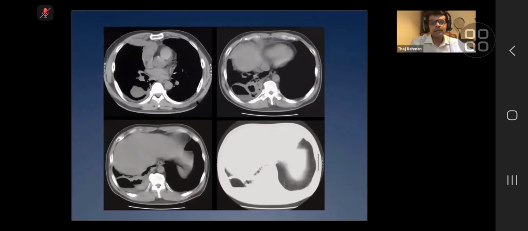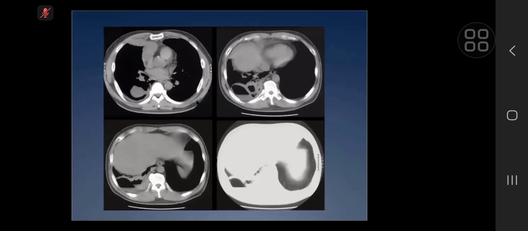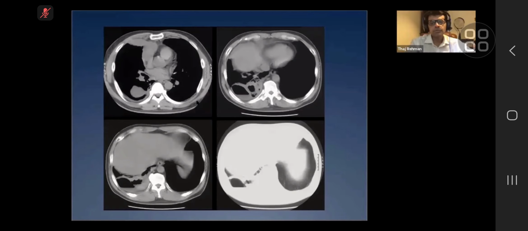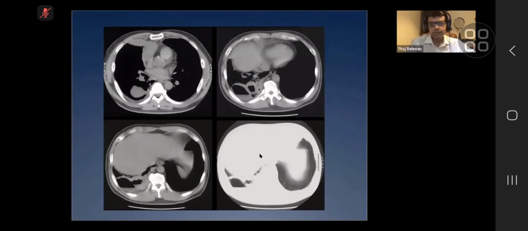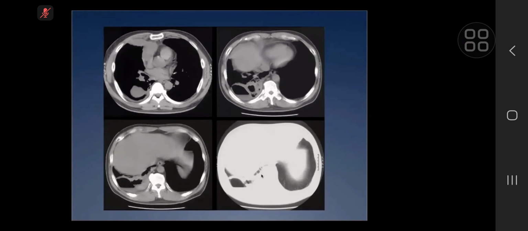Now there is something else that will tell you why this happened in this person. So, okay, I will try to analyze the rest of the images. Just look at the lung window. Okay, so on the lung window, there is a fistula. Very good. So what is that fistula called? A bronchopleural fistula.